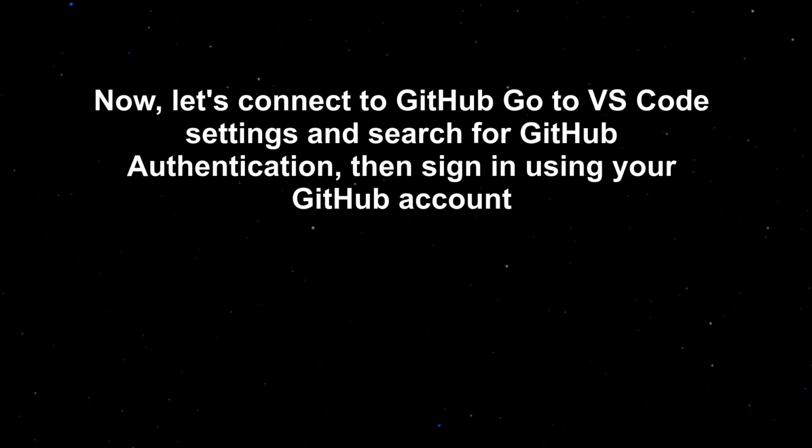Now, let's connect to GitHub. Go to VS Code Settings and search for GitHub Authentication. Then sign in using your GitHub account.